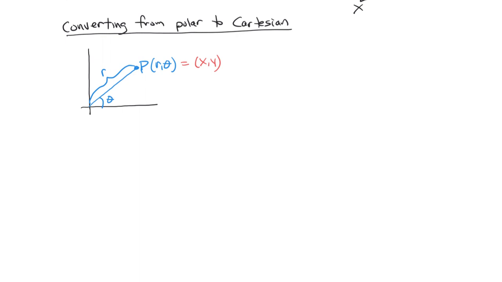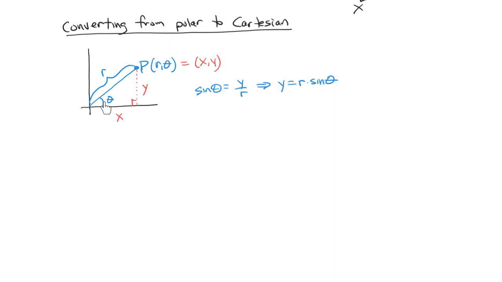So what we can do is think, well, if we were to drop a line straight down here, this distance would be y and this distance would be x. And this distance here is r. If we have a right triangle, this is the hypotenuse. So sine of theta is opposite over hypotenuse, so sine of theta is y over r. That implies that if we multiply both sides by r, we get y equals r times the sine of theta.